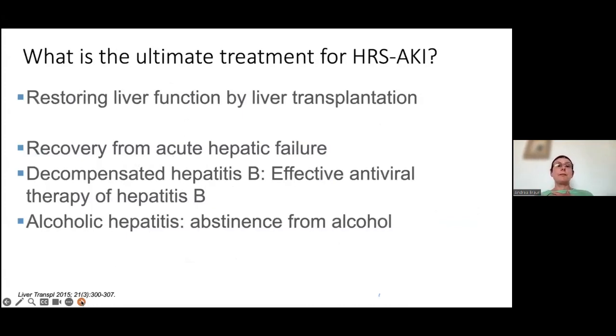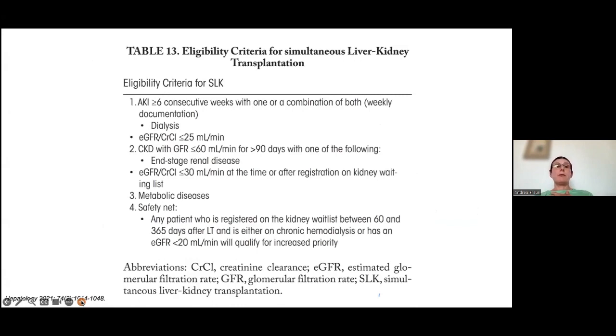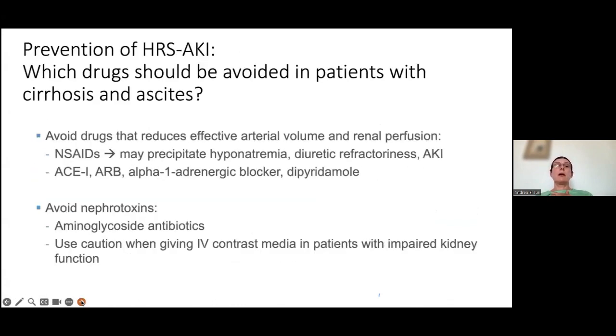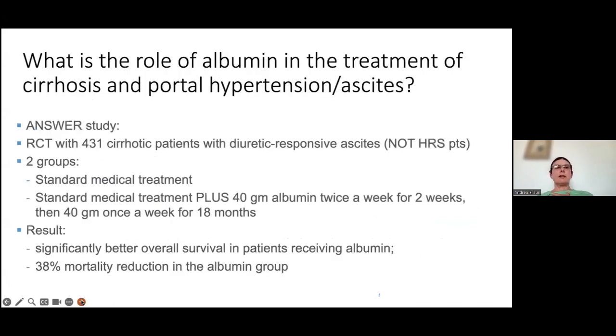I'm gonna skip through that. Yeah. There's a few drugs you want to avoid in any cirrhotic, really. NSAIDs. If someone has renal dysfunction, the ACE inhibitors, ARBs, alpha-1 blockers, dipyridamole, you want to avoid nephrotoxins. And just think about, does the patient really need contrast before giving it?